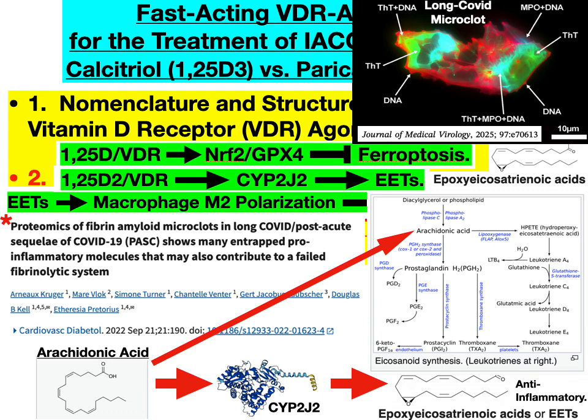To help answer that particular question, it is useful to look at the paper on the lower left of this slide, which was published in 2022. Proteomics of fibrin amyloid microclots in long COVID, post-acute sequelae of COVID-19, PASC, shows many entrapped pro-inflammatory molecules that may also contribute to a failed fibrinolytic system. There is an update to this research published in 2025 in the Journal of Medical Virology. A figure from that paper is in the upper right, showing a long COVID microclot.